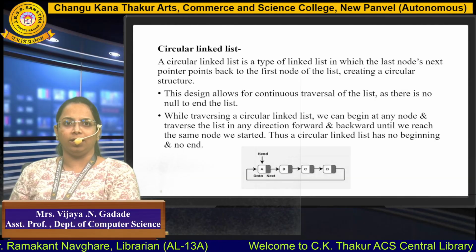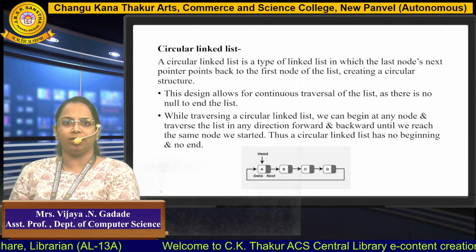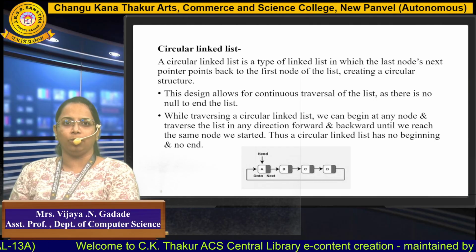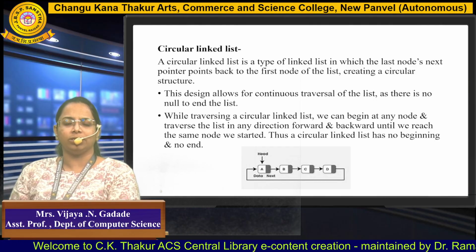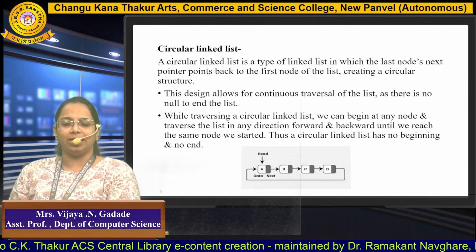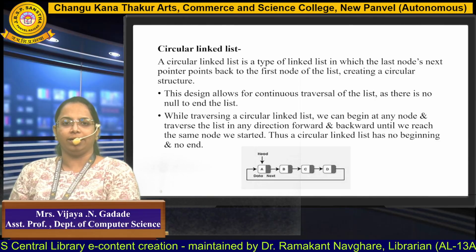Next one is circular linked list. A circular linked list is a type of linked list in which the last node's next pointer points back to the first node, creating a circular structure. This design allows continuous traversal of the list, as there is no null in the list. That is, the first node is connected to the last node and it forms a circular data structure.